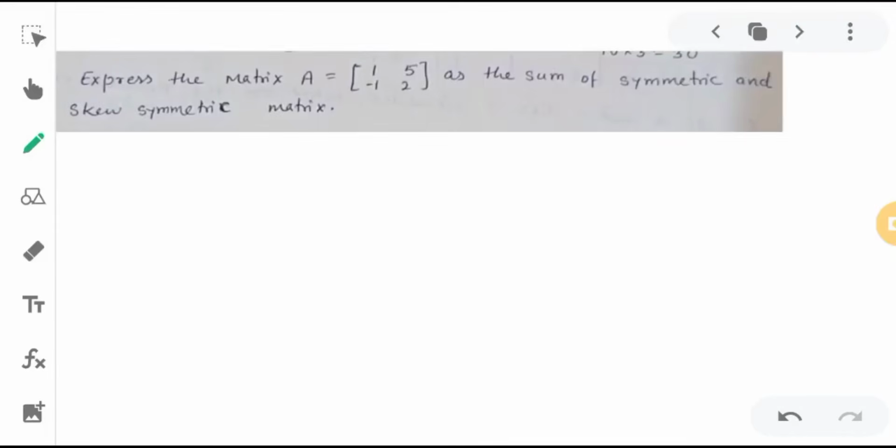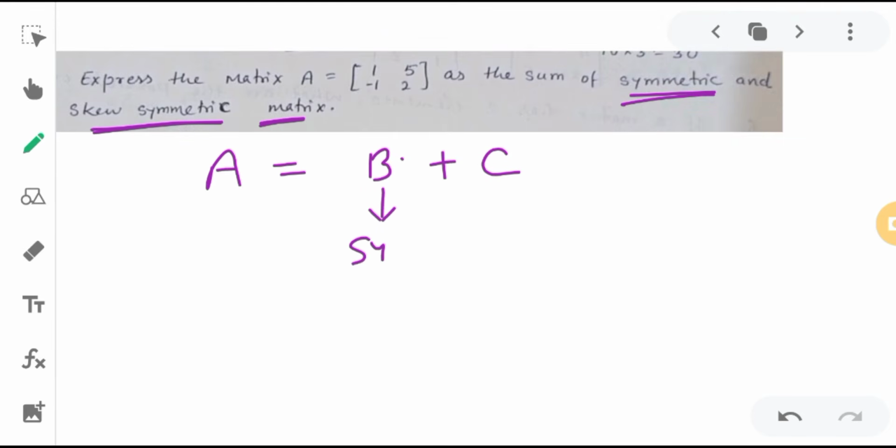Hello students, in this video we will discuss this question. Express the matrix. This is a 2 cross 2 matrix given, and we have to express the matrix A as the sum of a symmetric and a skew symmetric matrix. Means we have to convert the matrix A into two matrices, B and C, where B will be a symmetric matrix and C will be a skew symmetric matrix.